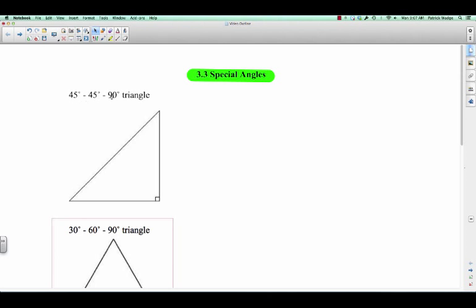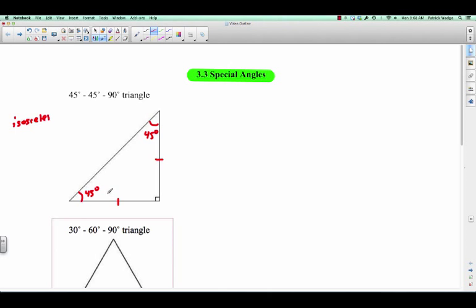The first one's a 45-45-90-degree triangle, and you can probably see that this is your 90 degree here, and this is supposed to be a 45-degree angle here and a 45-degree angle there. Now, if you have a triangle that has two angles that are the same, then it also has two sides that are the same. In other words, it is an isosceles triangle. So the sides across from these equal angles will also be equal. The side across from this angle is this one, and the side across from this one is that one. So these two sides are equal to each other.